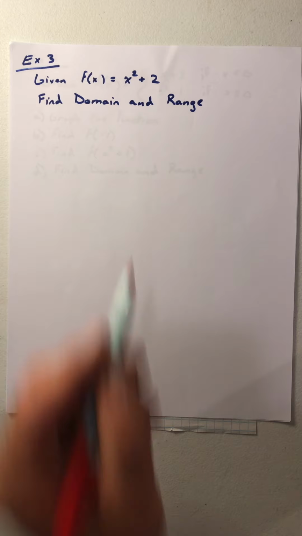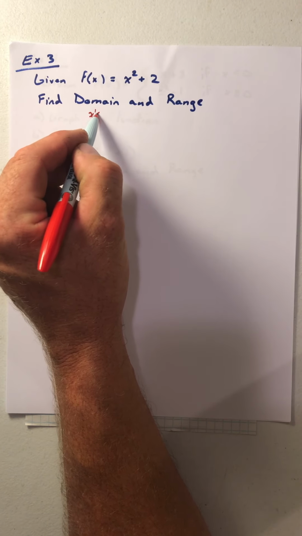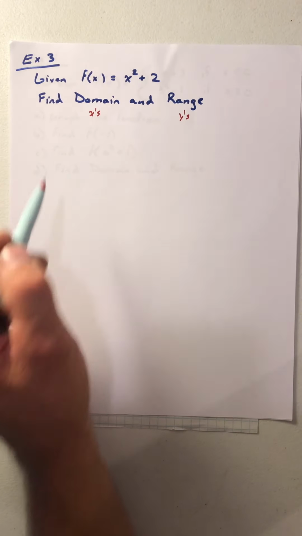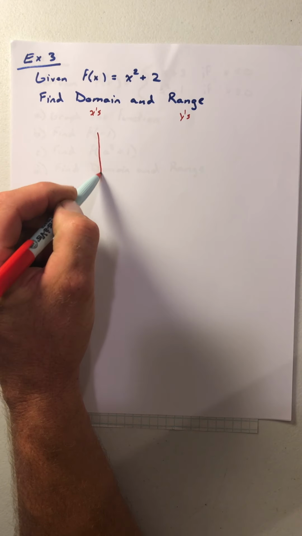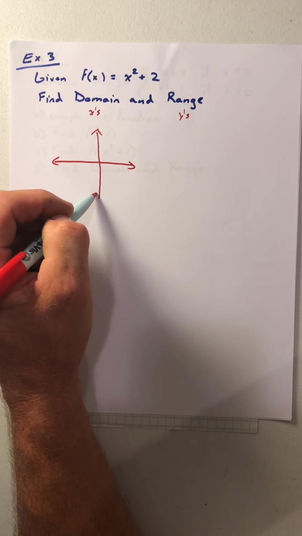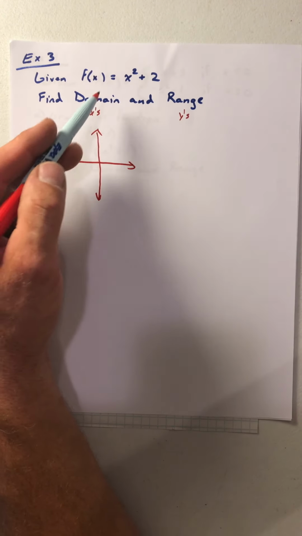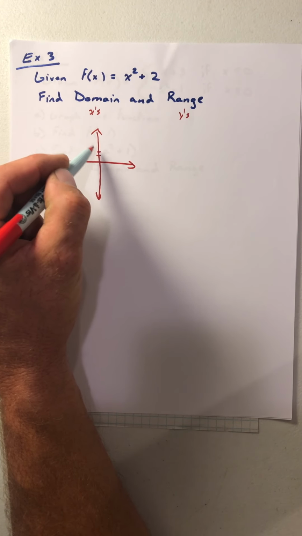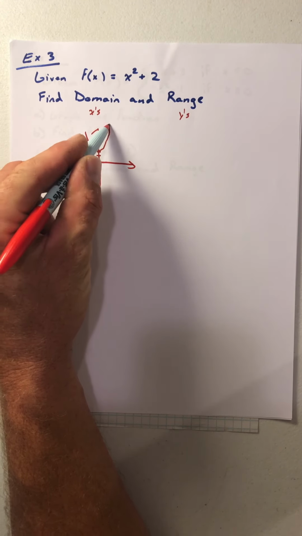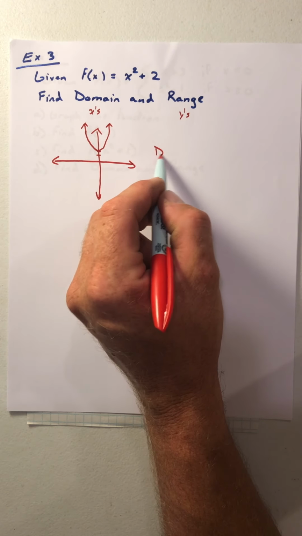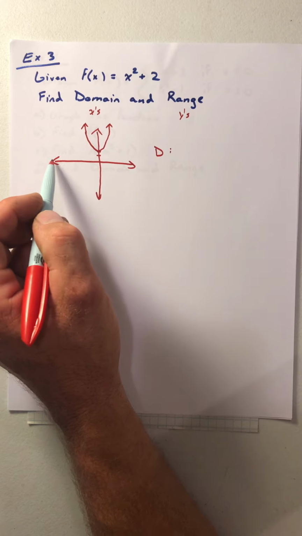Domain and range. Remember, domain is the x's. The range is the y's. So if we look at f of x equals x squared plus 2, hopefully, remember our parent graphs and our translations. We know that x squared is going to be a parabola. The plus 2 is going to translate it 2 units up. So there's our graph. So our domain is going to be all the x values.